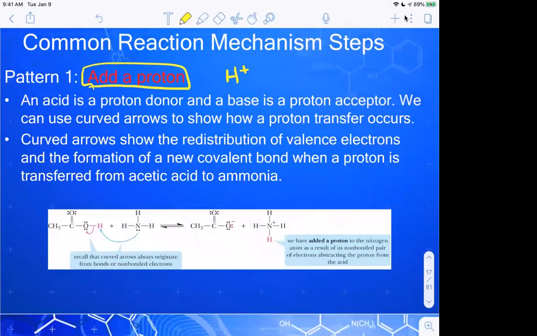I have an acid, which is a proton donor, and I have a base that is a proton acceptor. I'm going to use those curved arrows in order to show how that proton transfer occurs. My curved arrows show the redistribution of those valence electrons, and I see how bonds are broken and how a new bond is formed when a proton is transferred from the acid to the base.